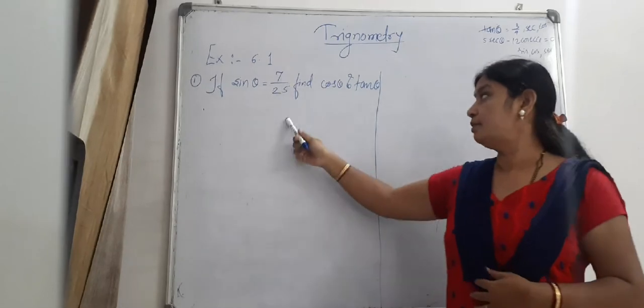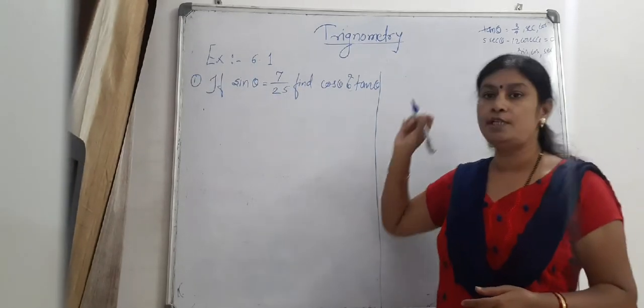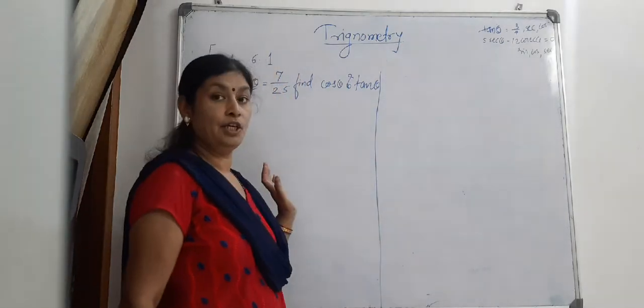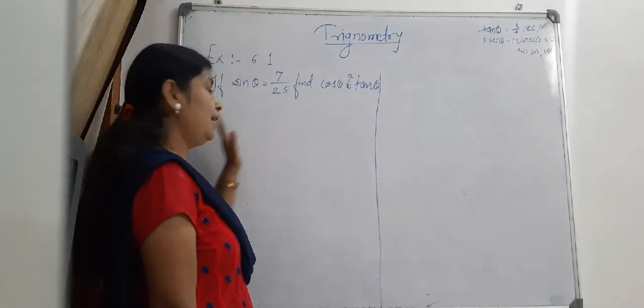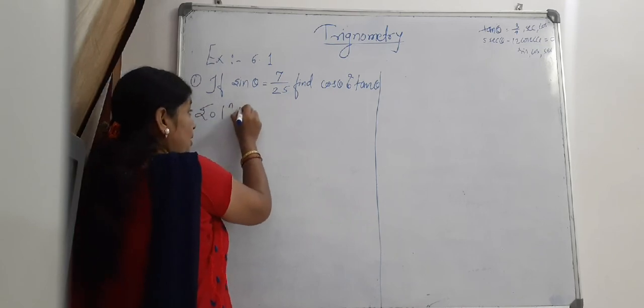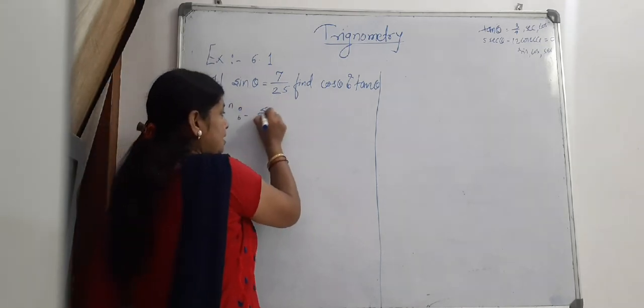If sin theta is 7/25, you have to find out cos theta and tan theta. We use that identity. Here we use which property? Identity, and then find the answer. Now see here, solution of this problem. Now what is given? Sin is given.